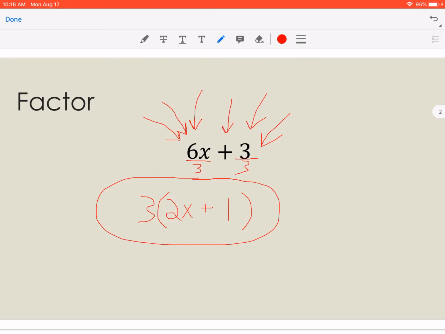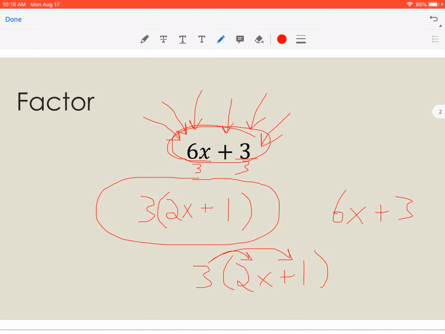An easy way to check to make sure that you did this correctly is to reverse the problem. In other words, go back and use distributive property and see if you get the same thing here. So if I took 3 and then parentheses 2x plus 1 and went back and did distributive property, 3 times 2x is 6x. 3 times 1 is plus 3. I know I get the same answer. So my answer had to have been 3 times parentheses 2x plus 1.